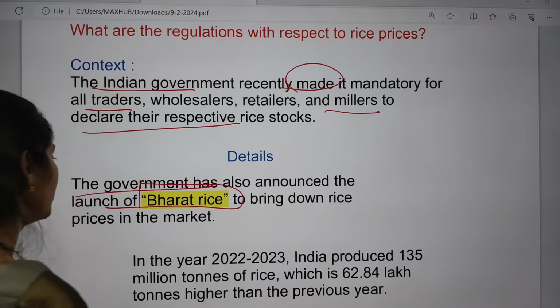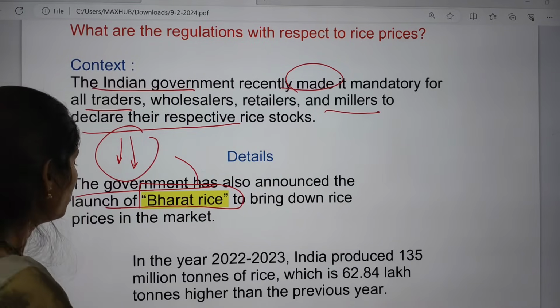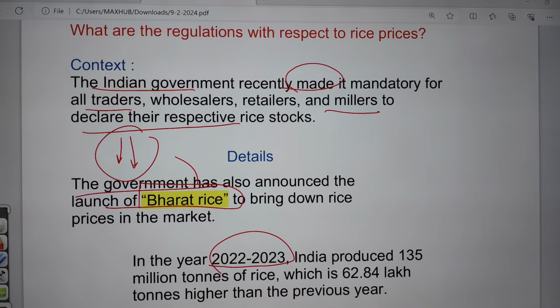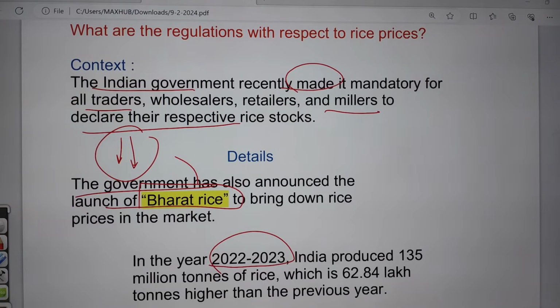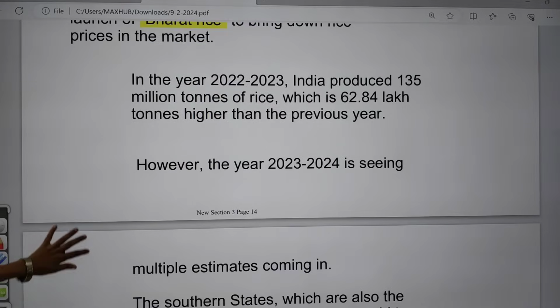So under this Bharat Rice, the government wants to decrease the price of rice, that's it. In the year 2022 to 2023, India produced 135 million tons of rice. Okay, and in previous years it was just 62.34 lakhs. That means more than half had been decreased.